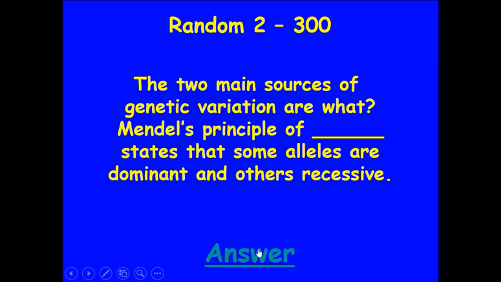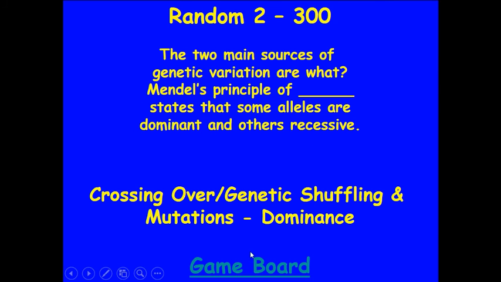Okay, here we go. Two main sources of genetic variation are crossing over, which is the same as genetic shuffling. This happens, if it happens, during prophase 1 of meiosis. Mutations take place during DNA replication. And then it's the principle of dominance states that some alleles are dominant and others are recessive.